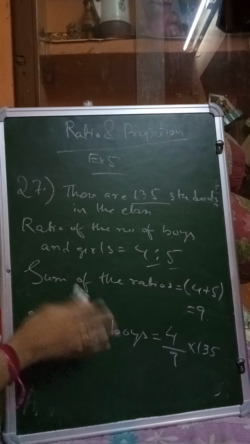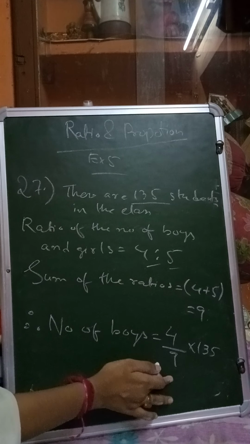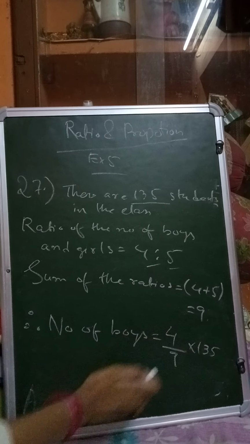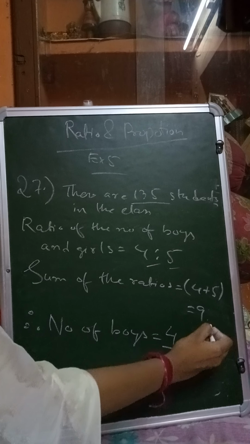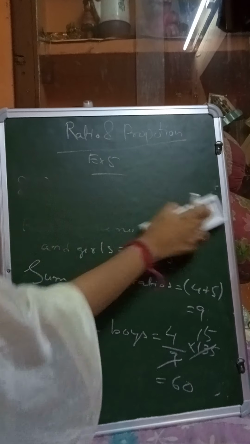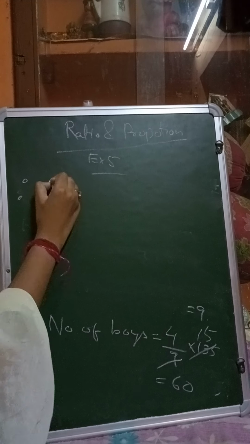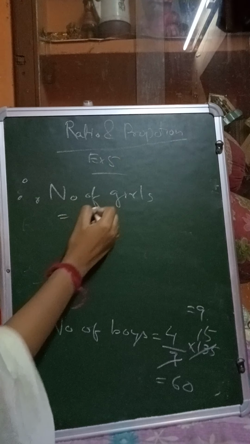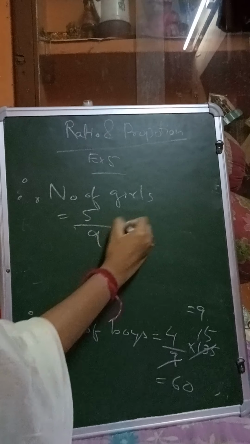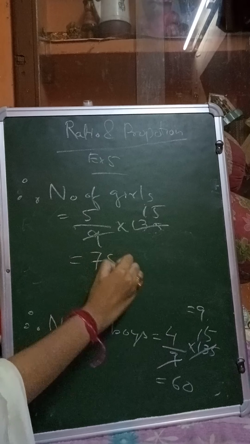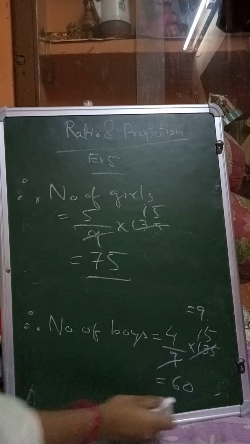Out of the 9, that is the sum of the ratios, 4 is the ratio for boys. So 4 by 9 into 135. This will cut down. 9 into 15 is 135, so this means 60. In the same way we will find out the number of girls. The ratio for girls is 5, and 5 by 9 into 135 is 75. Now we have got the values of boys and girls.